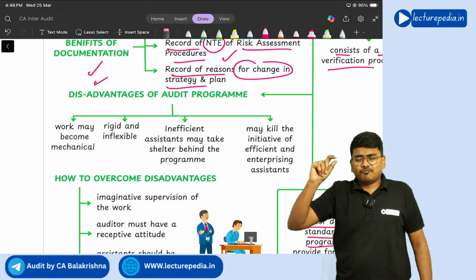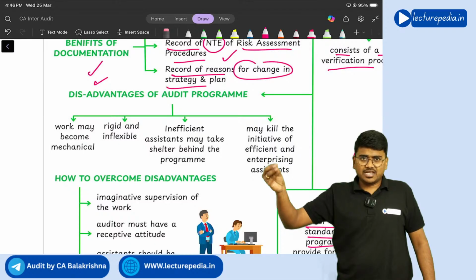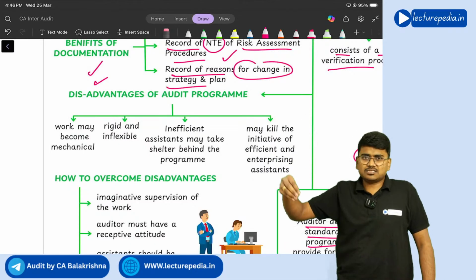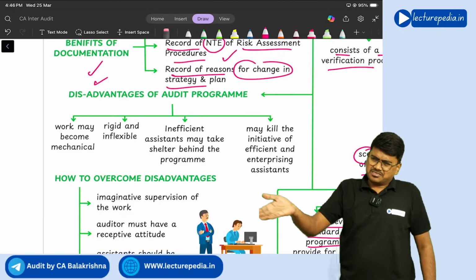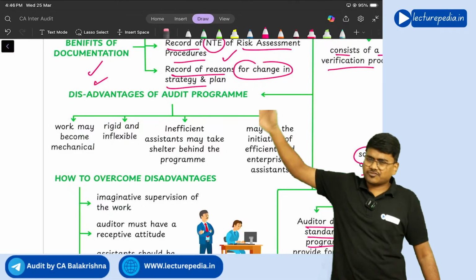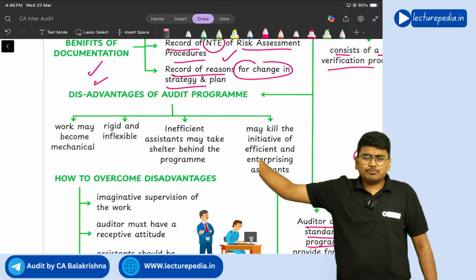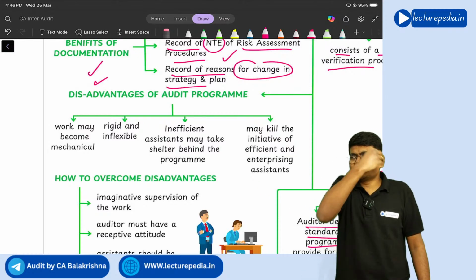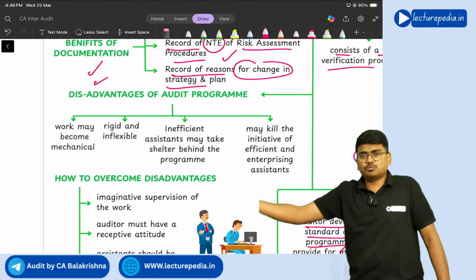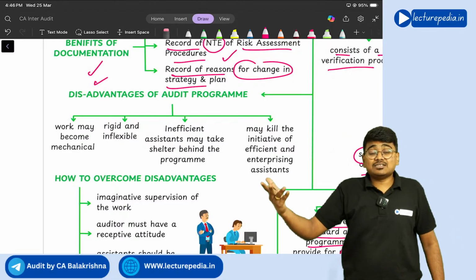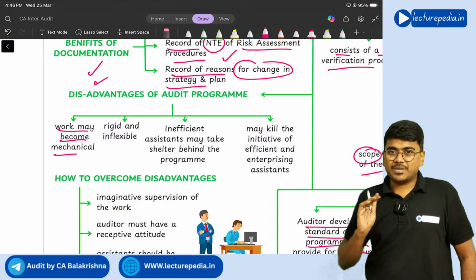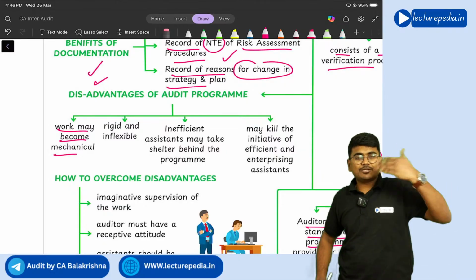Now, for the first audit, he might feel somewhat enthusiastic. For the second audit also, he might feel somewhat interested. But if he keeps on performing the same procedures for all the audits, fourth audit, fifth audit, sixth audit, at one point of time he feels that the work is so mechanical, because there is a certain list of procedures, and the same procedures he needs to perform. So he might feel it mechanical. So this is one of the disadvantages. Work may become mechanical.